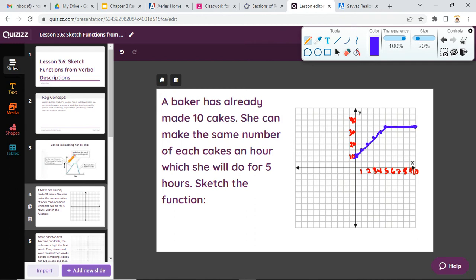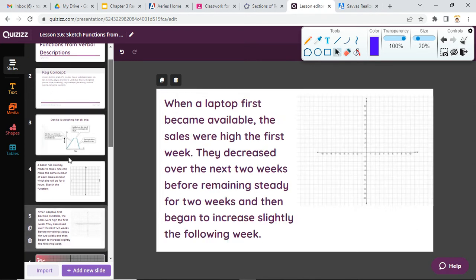So it's going to increase for those 5 hours. She's making the same number of cakes each hour and then remain constant after that. Now, the reason it matters that she makes the same number of cakes each hour is because we don't want a graph that looks like this, starting at 10 and then has a weird slope going up and then remains constant. We want to make sure we show that her making the same number of cakes each hour is a linear function.